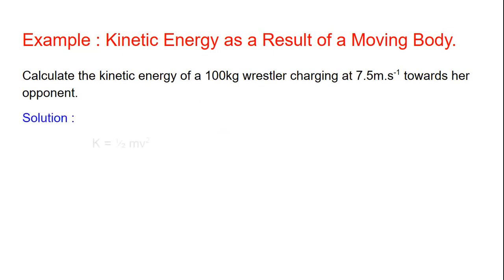So here's our solution. K is equal to half mv squared. Do your substitution where you have half times 100 times 7.5 squared, and you get an answer of 2,812.5 joules. So the wrestler weighing 100 kilograms will gain 2,812.5 joules of energy as she charges towards her opponent at 7.5 meters per second. Now let's look at the work energy theorem.